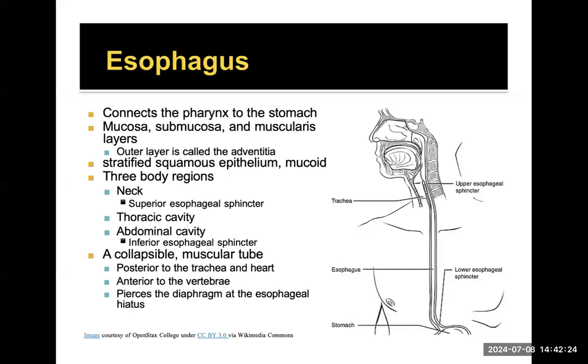Then you have the esophagus, which connects the pharynx to the stomach. The mucosa, the submucosa, and the muscularis layers, then the outer part that we call adventitia. It's lined with stratified squamous epithelia, which is mucoid, and again, that's just for protection. The esophagus has 3 parts, the neck, the thoracic, and the abdominal cavity, because it's pretty long. It's a collapsible muscular tube, posterior to the trachea and the heart, anterior to the vertebrae, and it actually pierces the diaphragm. There's a hole in the diaphragm, which we call the esophageal hiatus, so that the esophagus can then meet the stomach through the diaphragm.